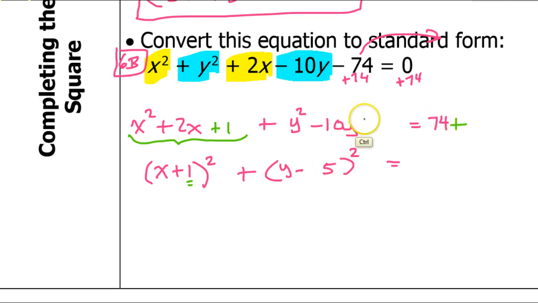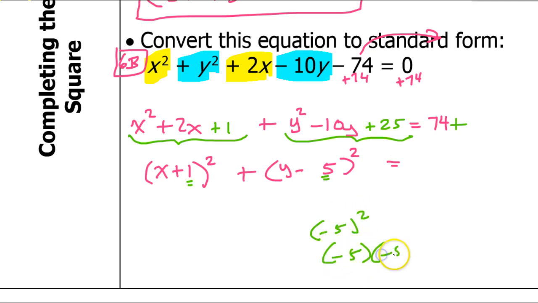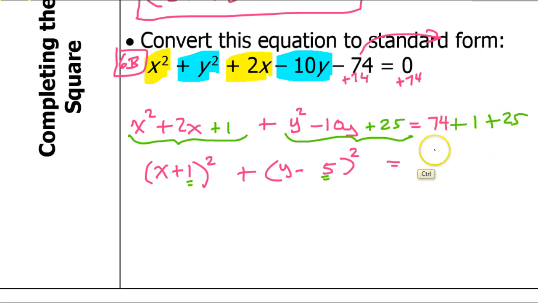And then, again, to get the number that completes the square right here as I make this trinomial, I need to square this. So this is going to be 25. This is always positive. Even though this is negative, it's still going to be positive 25 because negative 5 squared means negative 5 times negative 5, and a negative times a negative is a positive. Because I added 25 on the left, I need to add 25 on the right. My 1 disappeared, so I need to do plus 1 and also plus 25. Okay, if I add all these together, that's going to be 100.